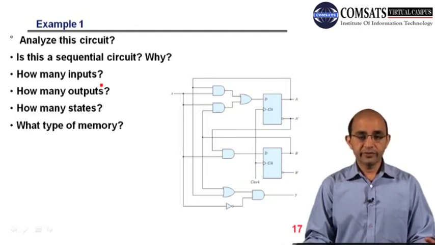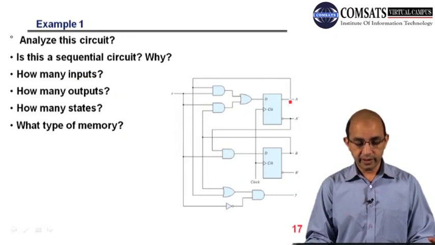So we have 1 output. There can be a lot of different questions which we can answer after analyzing this circuit. First, you can straight away answer this question: this is a sequential circuit. Why? Because it involves memory elements, so we can store the state. And obviously we have 1 input and 1 output.